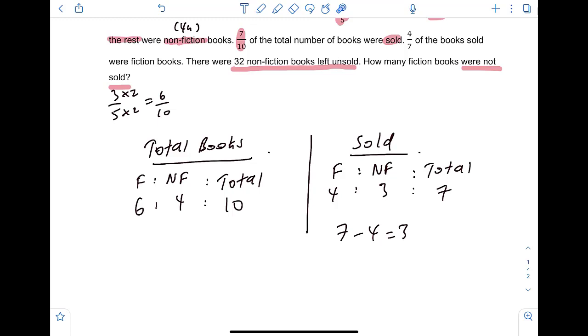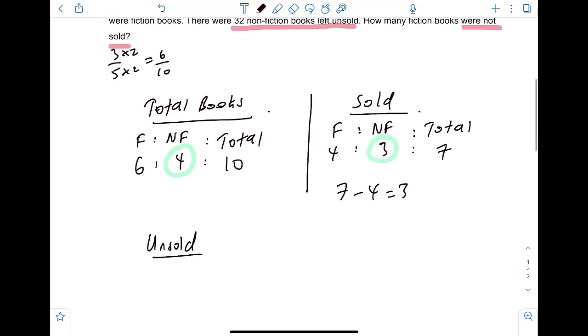Okay, there were 32 non-fiction books left unsold. So what does this tell us? When you compare the non-fiction, out of 4 units, 3 units were being sold. So unsold, 4 minus 3, that is 1. Alright, so 1 unit will be representing 32 books.